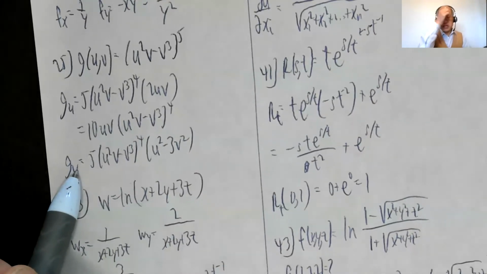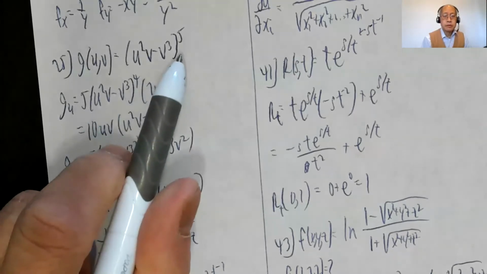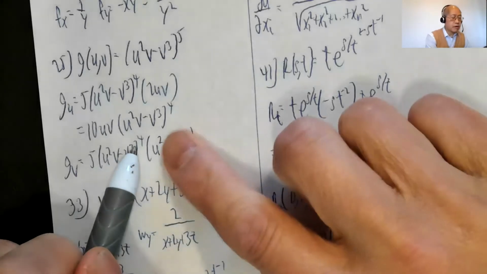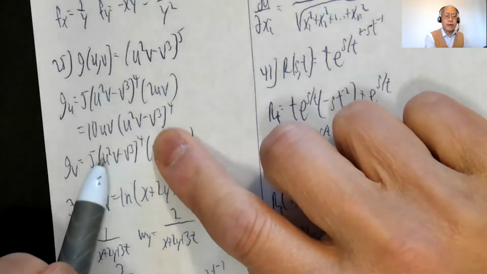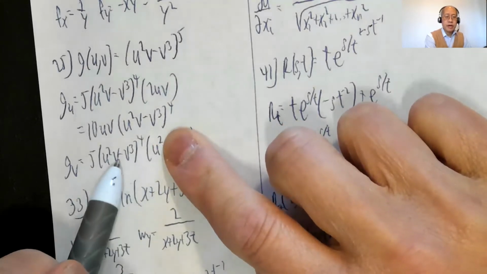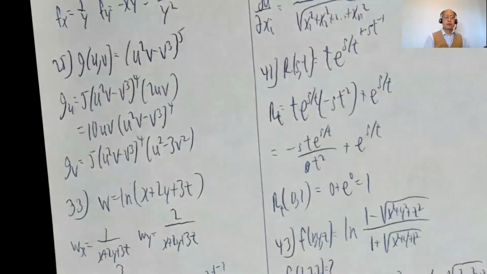G sub v, differentiate with respect to v. Starts off the same, 5 times u squared v minus v cubed to the 4th power, times derivative of the inside with respect to v. So that means u squared is constant, so the derivative is u squared, and minus 3v squared.